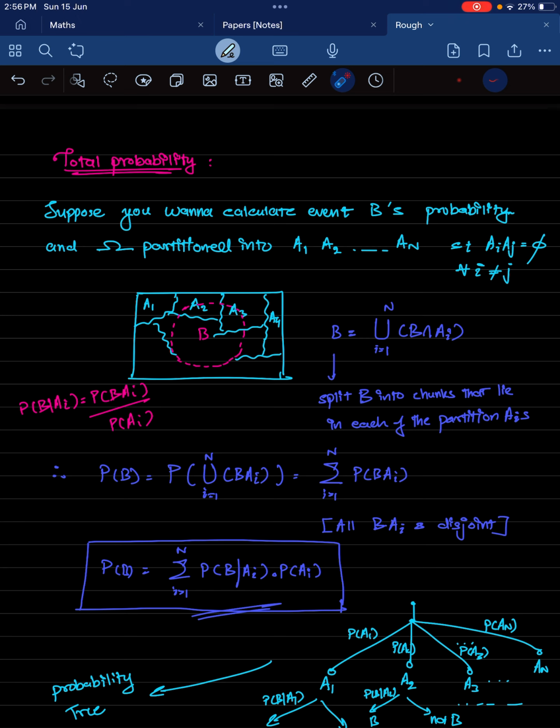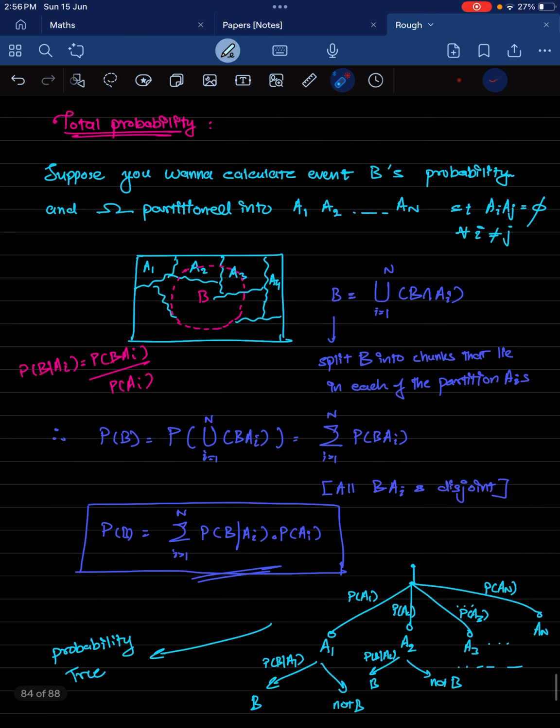So putting it in formal terms, suppose we want to calculate the probability of event B, which is the magenta event in this diagram, and your sample space omega is partitioned into these chunks a1, a2, an, all these things, and all of these partitions are obviously mutually exclusive. That is, ai intersection aj is phi for any i not equal to j. And now see what I'm doing. This is actually a pretty nice and neat trick.